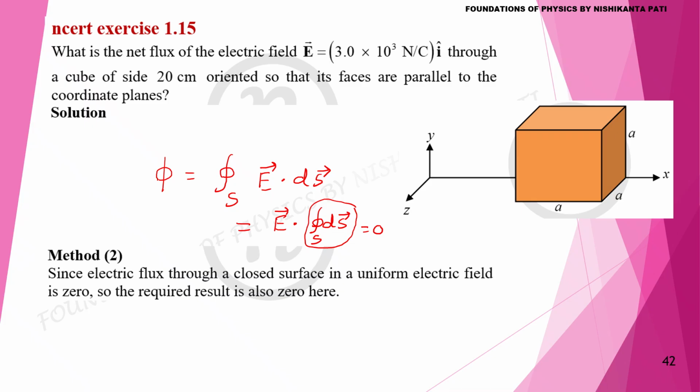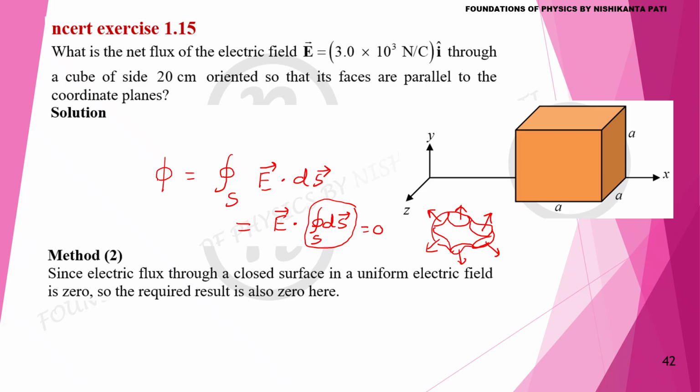Why is this 0? Take this to be a closed surface. This area vector is now this way. This area vector this way, this area vector this way, and so on for the others. If we add all the area vectors, obviously the result is 0.